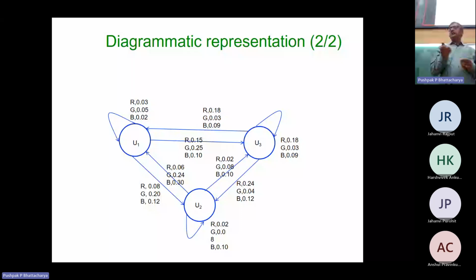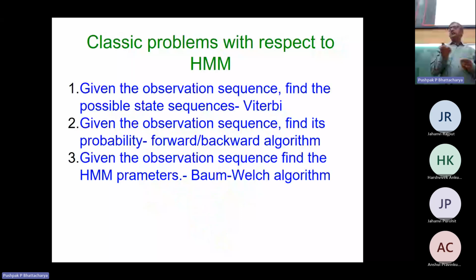Now, towards the end of the last class, we remarked that there are three problems of importance when given a hidden Markov model. Given the observation sequence, find the possible state sequence. This is called the Viterbi algorithm. Given the observation sequence, find the probability of that observation sequence. That's called the forward-backward algorithm. The probability of a word sequence is called a language model. And given the observation sequence, find the HMM parameters. This is also called re-estimation or the Baum-Welch algorithm.